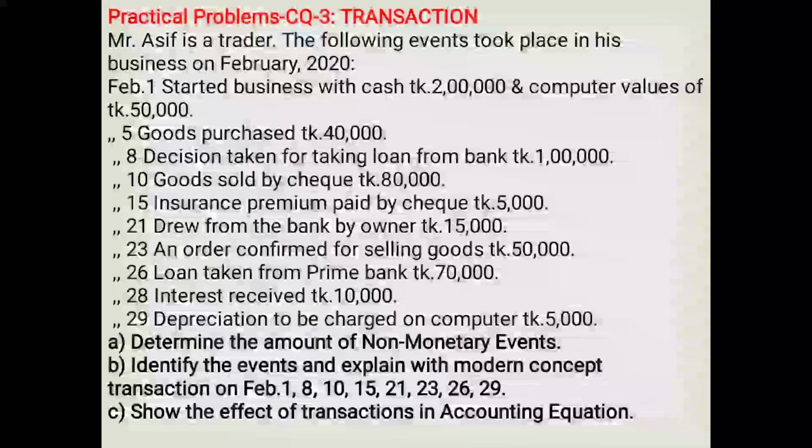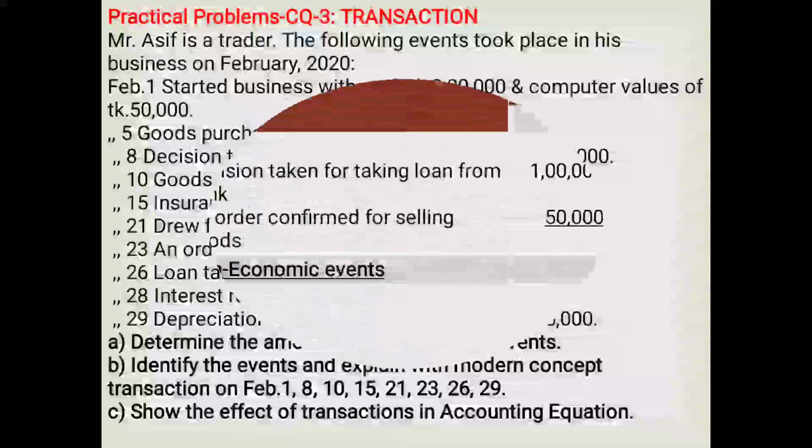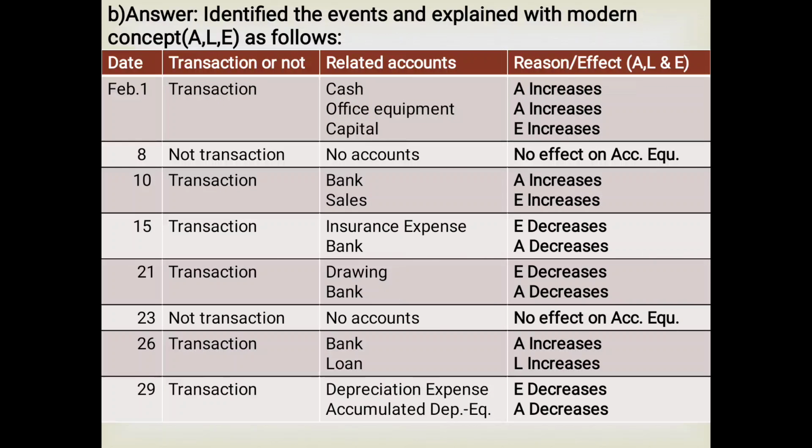Okay, now you can see February 1 is a transaction, February 8 is not a transaction, February 10 is a transaction, February 15 is a transaction, February 21 is also a transaction, February 23 is not a transaction, February 26 is a transaction, and 29 is also a transaction. Now you know, 4 columns are available for this requirement. Now you can see in my slide. B. Identify the events and explain with the modern concept, ALE, that is asset, liability, equity, as follows.